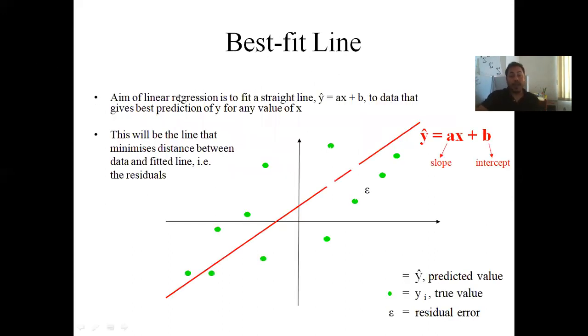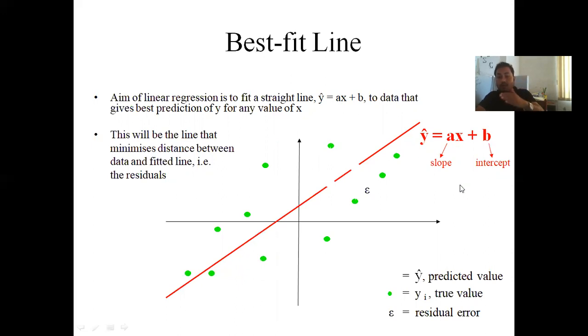So for that we need regression. The aim of linear regression is to fit a straight line y is equal to ax plus b to data that gives the best prediction of y for any value of x. Here y is depending on x, right or wrong? Because if you don't get the value of x, then you cannot calculate the value of y. This a is known as slope and b is known as intercept.